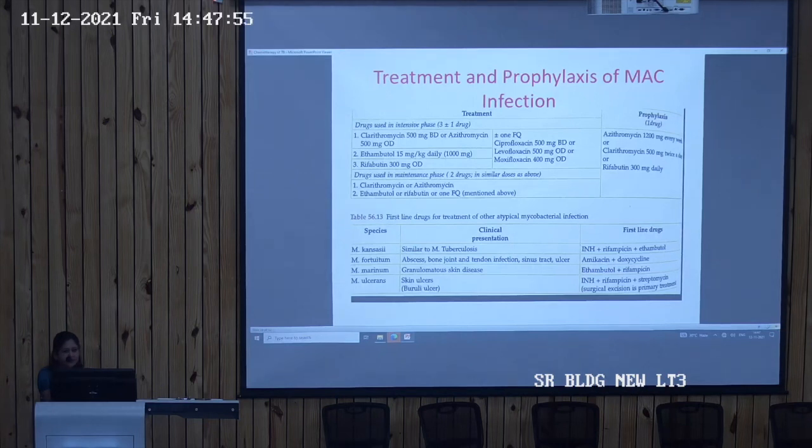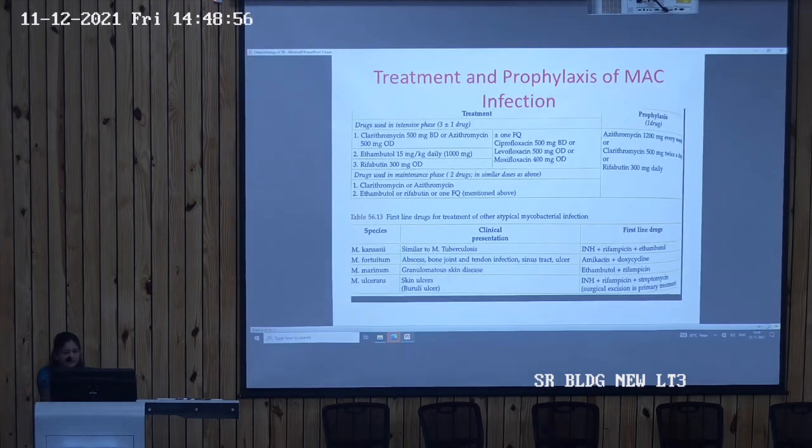You can add a fluoroquinolone, with or without. So this is the regime which is given for 2 to 6 months. This is the intensive phase regime, and 2 drugs are given in the maintenance phase. So what are the drugs in the maintenance phase? You have clarithromycin or azithromycin, or ethambutol or rifabutin, one of these, with or without a fluoroquinolone as mentioned above. So 2 drugs here, 3 drugs in the intensive phase. That is the duration of therapy, and the continuation phase is for 18 months.